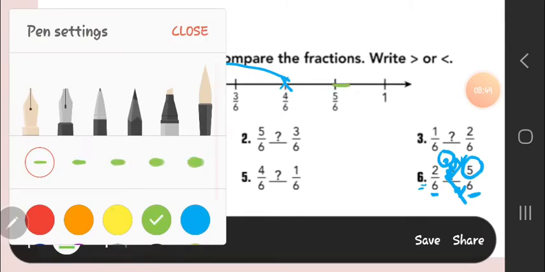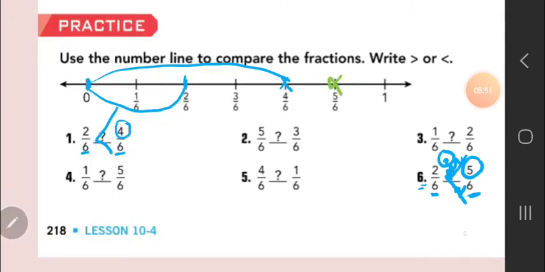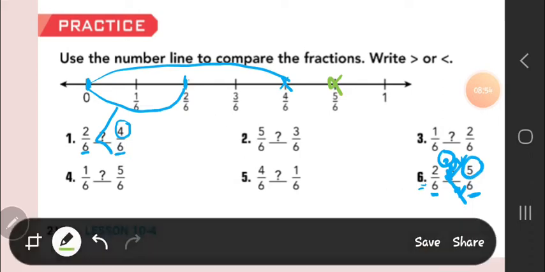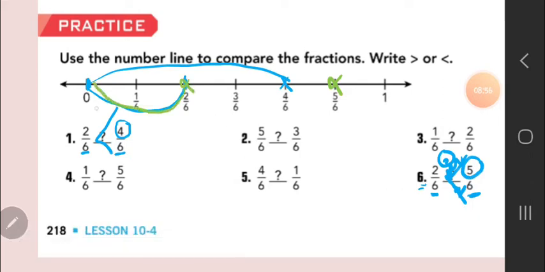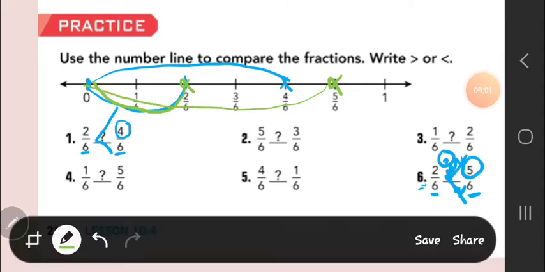I'll put it in another color. This is 5/6 and 2/6. As you can see, of course, 5/6 is more. Let's move to the next page. I'm pretty sure you can do it by yourself.